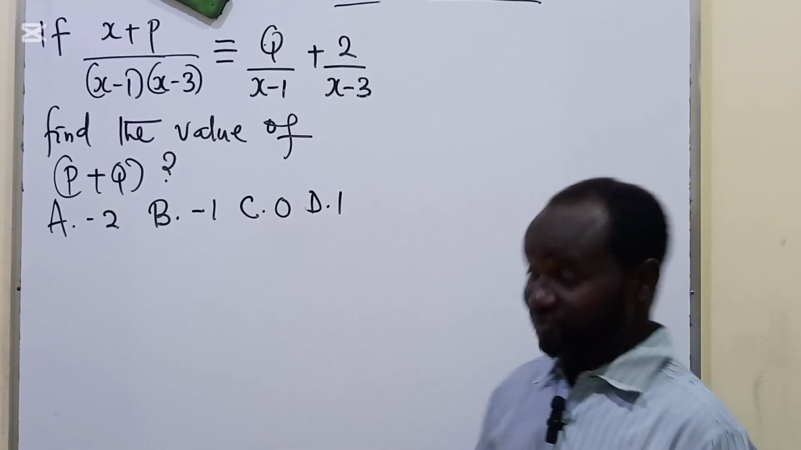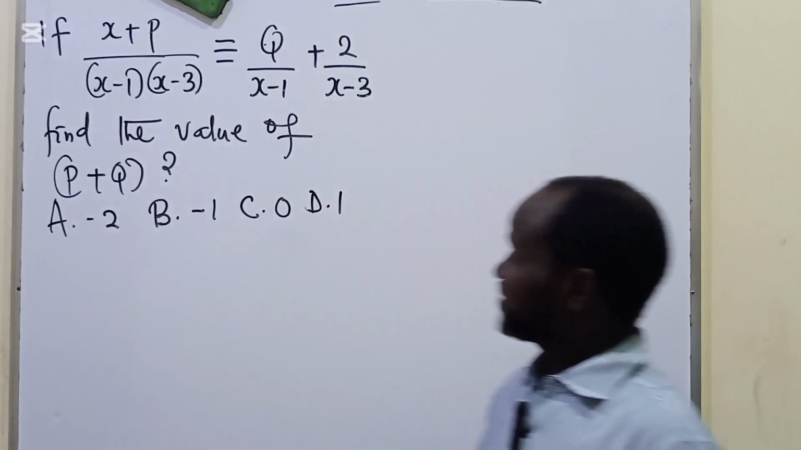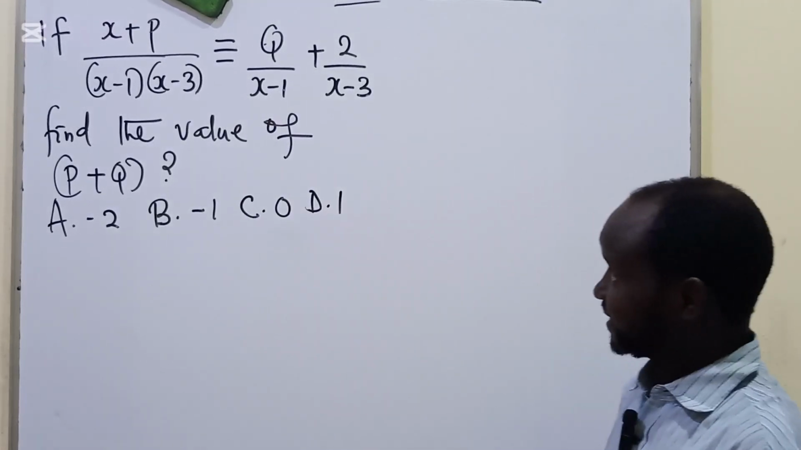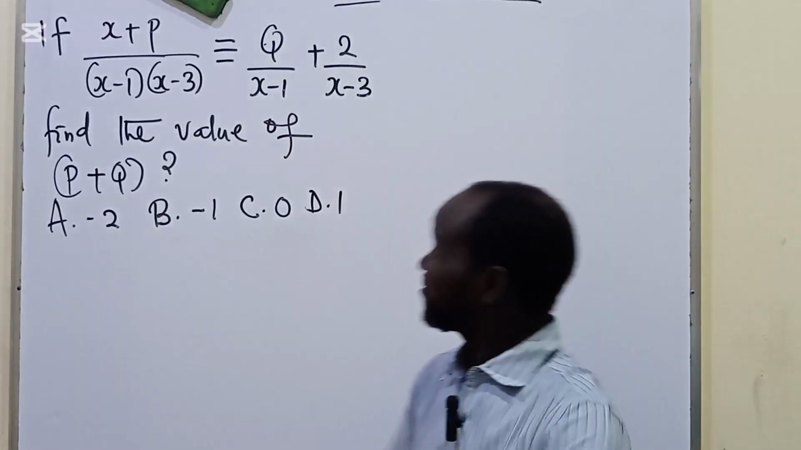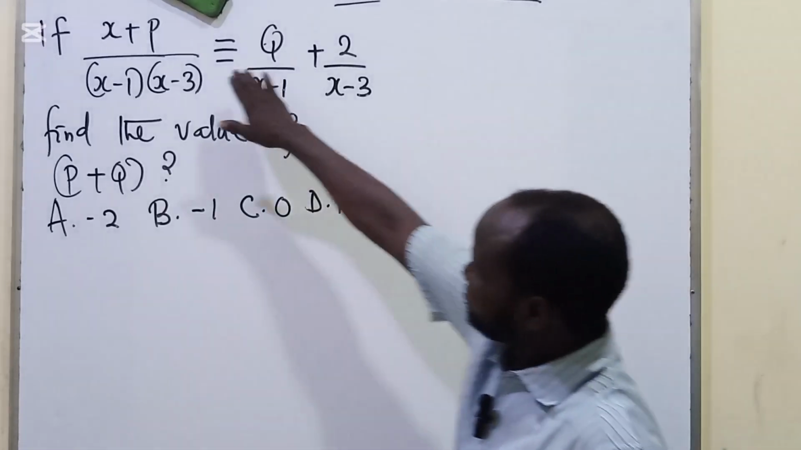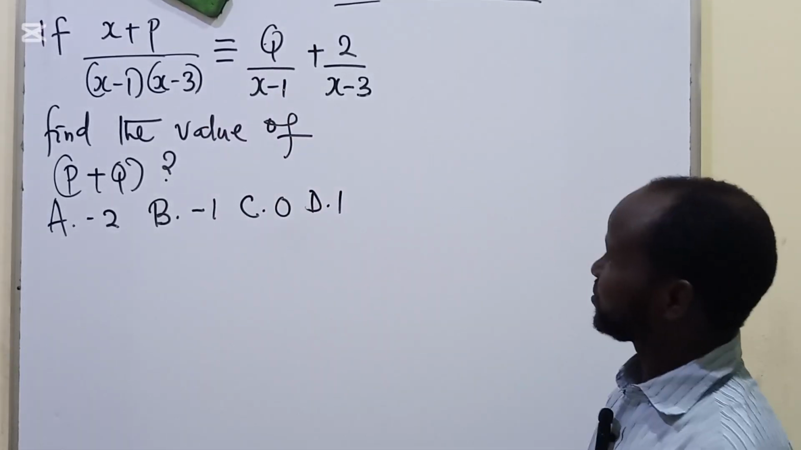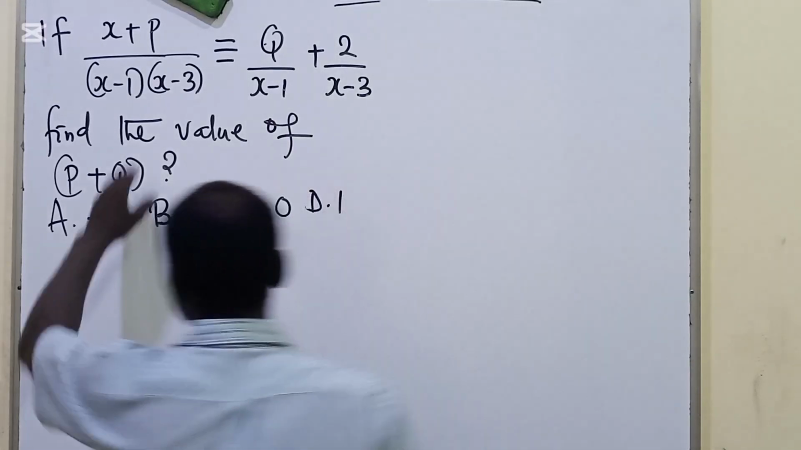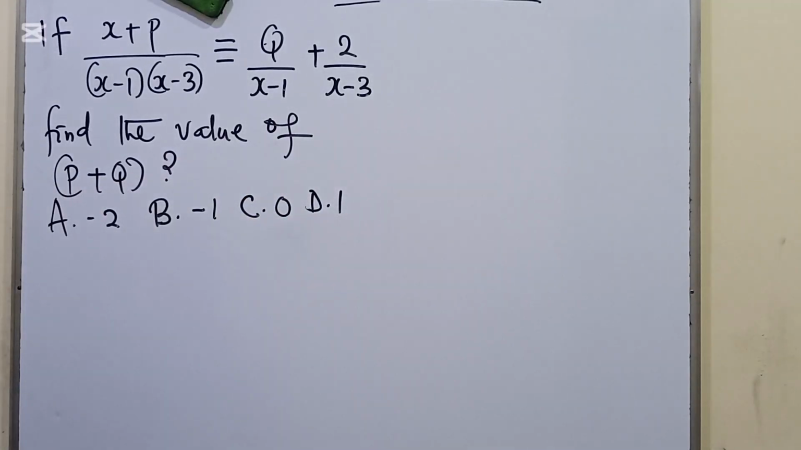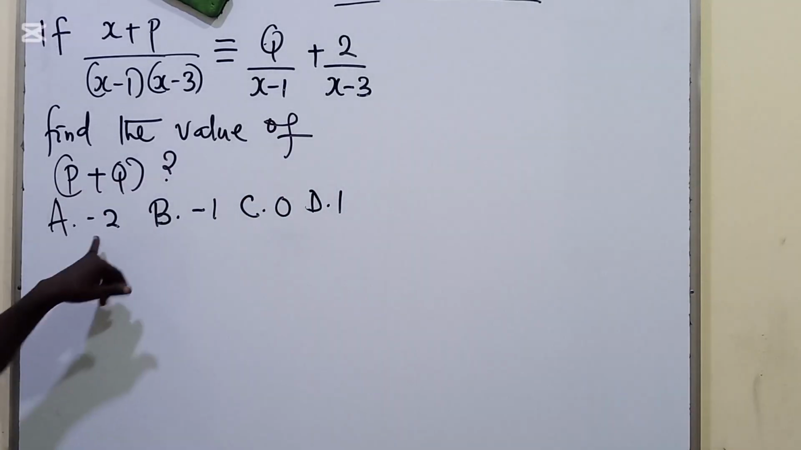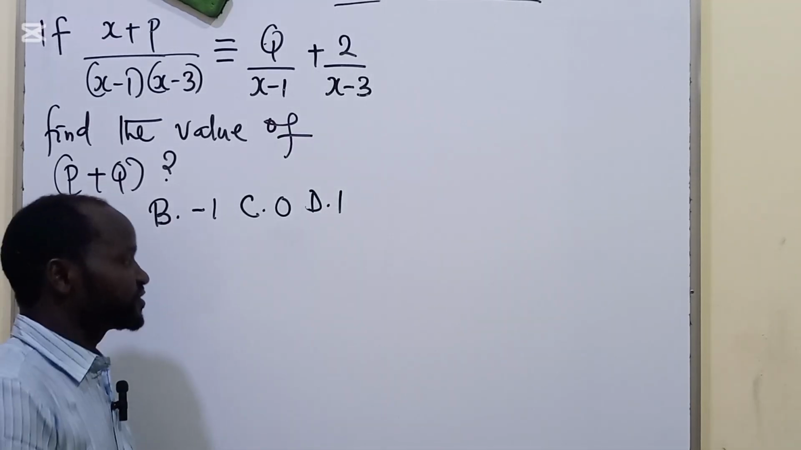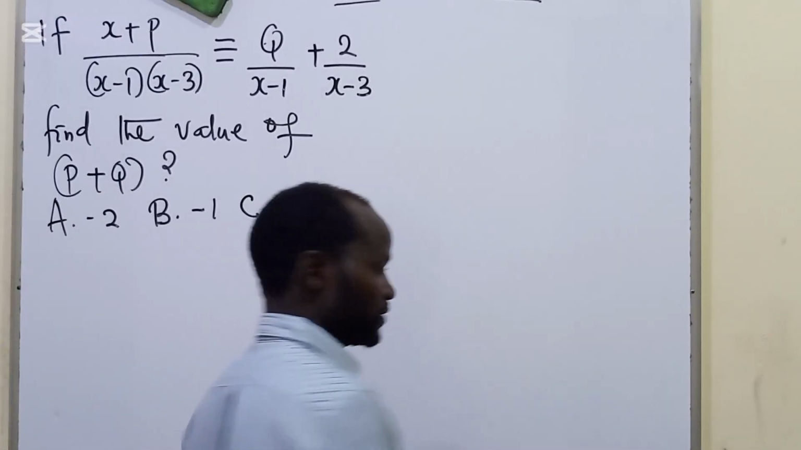Let's consider this question before us. If (x + p) divided by (x − 1), all in brackets, multiplied by (x − 3), all in brackets, is equivalent to q divided by (x − 1) plus 2 divided by (x − 3), we are asked to find the value of p plus q. We have option A as −2, B −1, C 0, and of course D is 1.